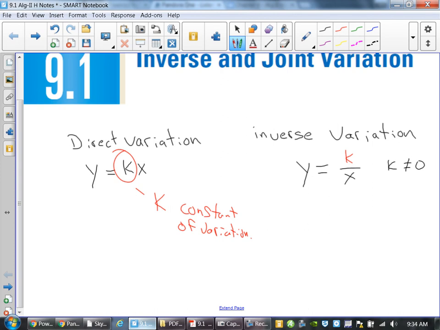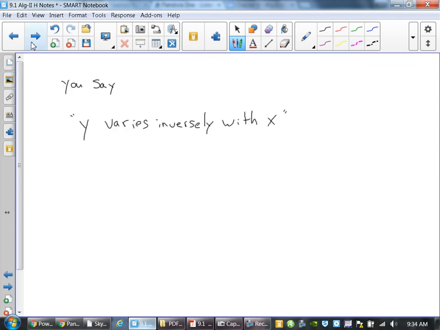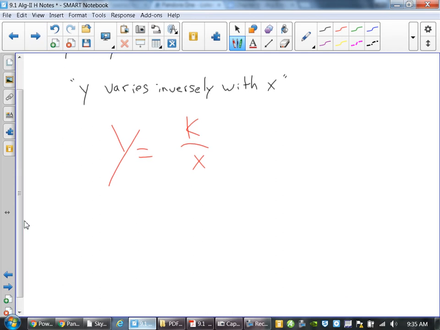All right, so let me show you how this stuff is going to look. The way we say it, if we're talking about inverse variation, we'll say y varies inversely with x. When we say y varies inversely with x, that means y equals k divided by x. If we say y varies directly with x, it means y equals k times x.